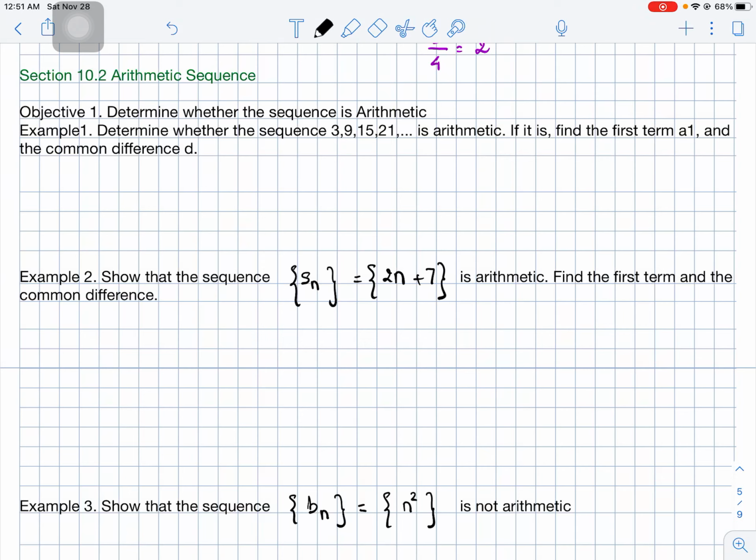Section 10.2 Arithmetic Sequence. Objective number 1. Determine whether the sequence is arithmetic. Example 1. We want to know if the sequence 3, 9, 15, 21 is arithmetic. If it is, we want to find the first term A1 and the common difference D.